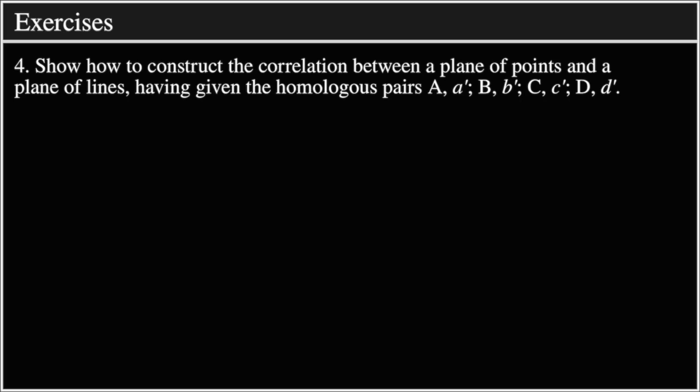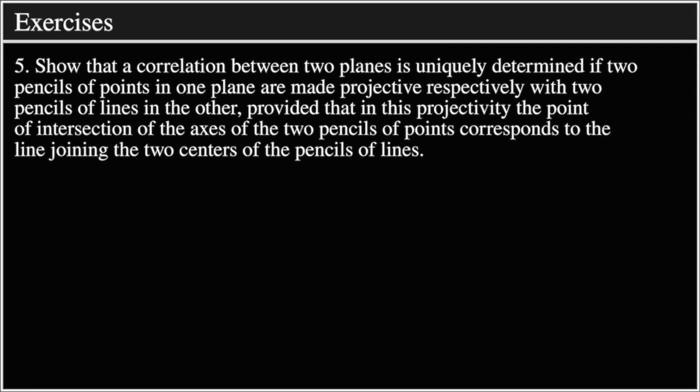4. Show how to construct the correlation between a plane of points and a plane of lines, having given the homologous pairs A, A', B, B', C, C', D, D'. 5. Show that a correlation between two planes is uniquely determined if two pencils of points in one plane are made projective respectively with two pencils of lines in the other, provided that in this projectivity the point of intersection of the axes of the two pencils of points corresponds to the line joining the two centers of the pencils of lines.